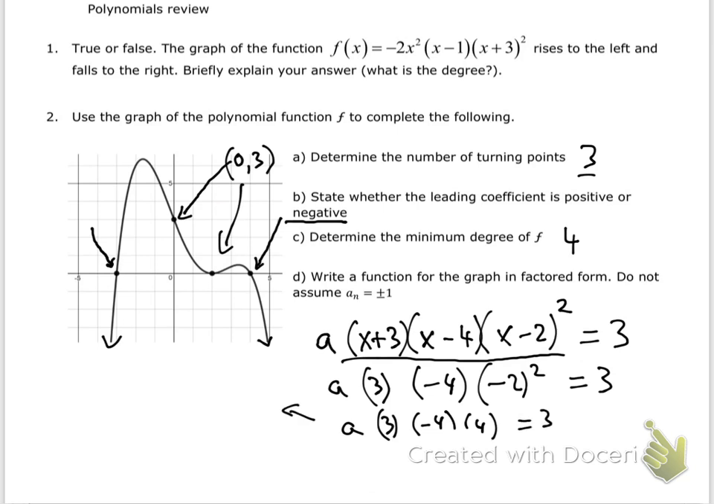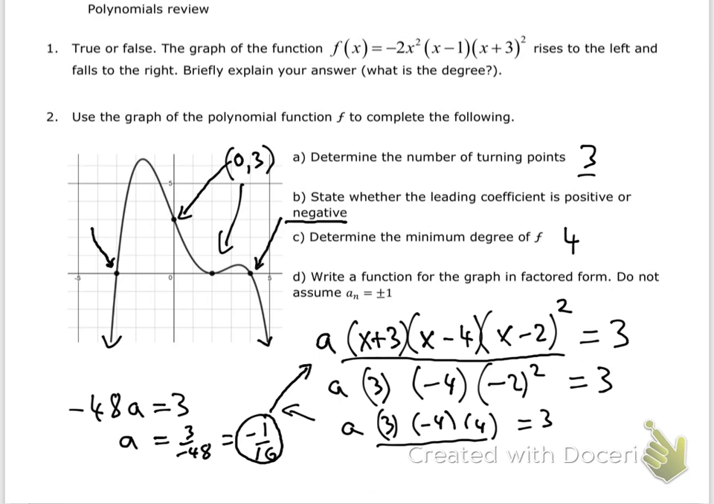So again, 3 times -4, -2 squared is positive 4. Does it equal 3? I'm going to go over here to some space. So this is -48. I have -48a equals 3. If I divide both sides by -48, I'm going to end up with a equals 3 over -48, or -1/16. That is the coefficient in front of here. I have to replace the a right here with -1/16. And yes, it's negative because remember, it's falling to the left and falling to the right.